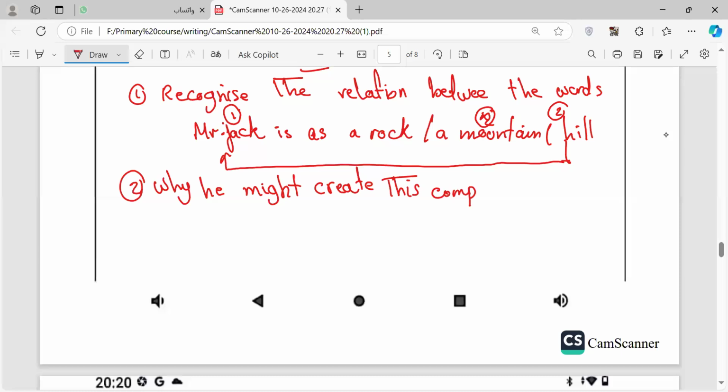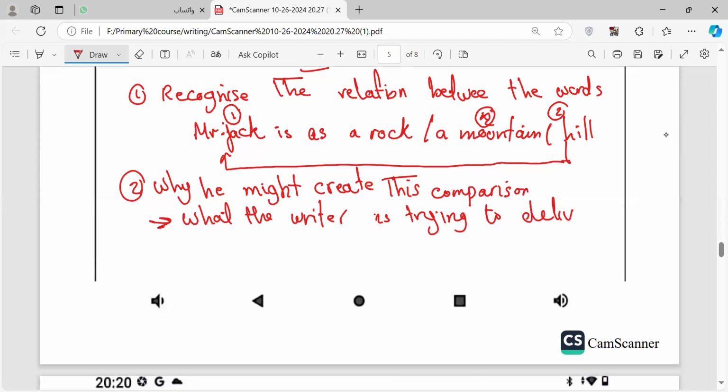Why did he make this comparison, guys? The writer wanted to tell you something. So this is the explanation. Ask yourself what the writer is trying to deliver to the reader. What I mean by deliver here is to elaborate or to show to the reader what meaning he wanted you to understand.